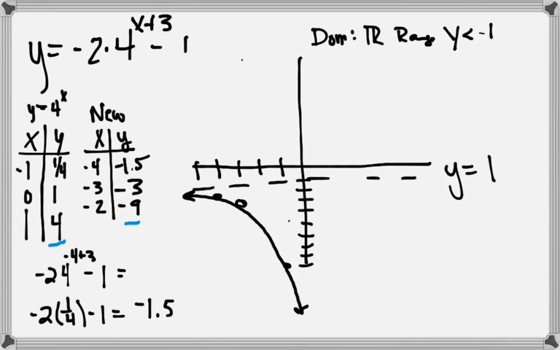Asymptote must be -1, coach, not 1. How did that get disappeared? Thank you. For exponentials, will range always be y is less than, and will domain always be x is greater than? If it goes up, it's going to be greater. If it's going down, it'll be less.